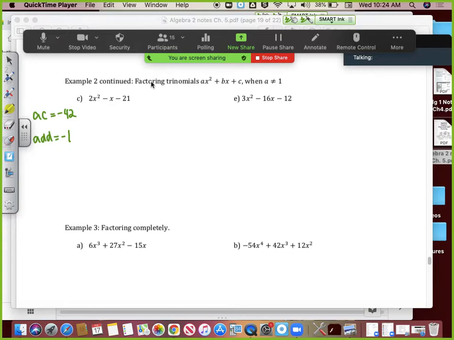So if we did it for this problem, it would be 3x squared, and then the negative 16x is going to be broken up into 2 x's that combine to be that. Okay, so that's what you do next. And then once you do that, you separate it down the middle, and you factor each side separately.